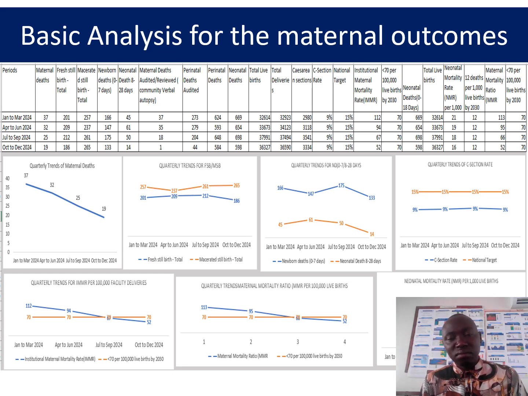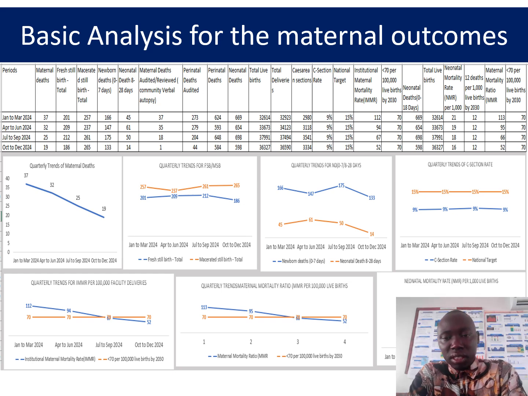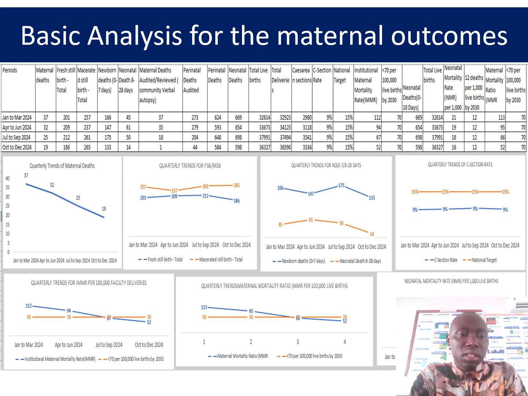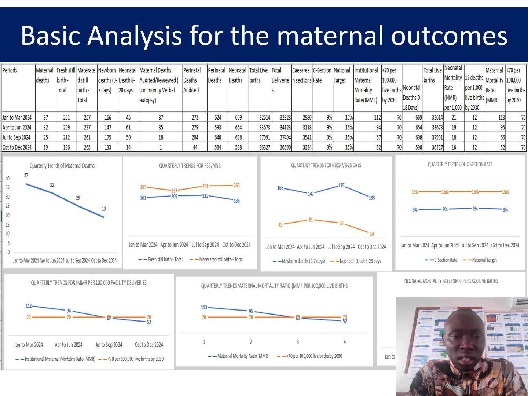You need to do some basic sorting and organizing of the data in Excel. I've come up with some basic analysis of how whatever we have pulled out can come out in Excel. These are the different data elements I've pulled out. You can see maternal deaths, that MA113, is here. Fresh stillbirth, the one I've been talking about, is here. Macerated stillbirth, newborn death, neonatal death, maternal deaths. As you pull them from DHIS2, we need to make meaning out of this data.